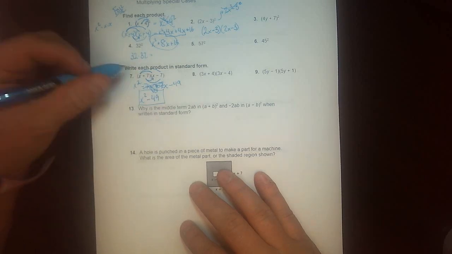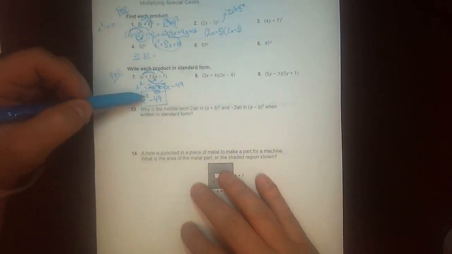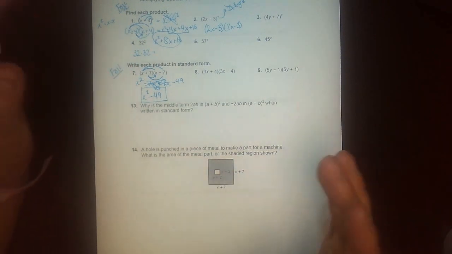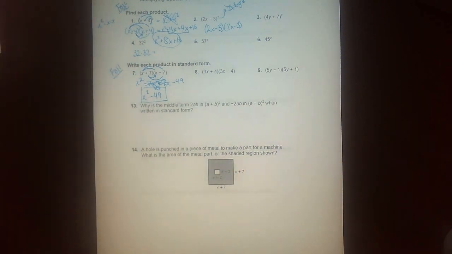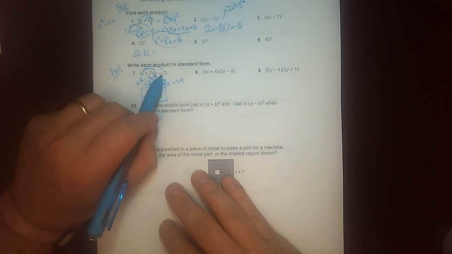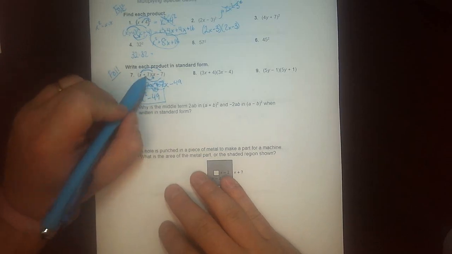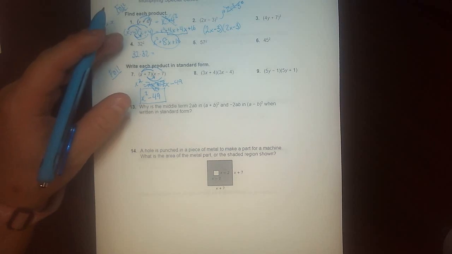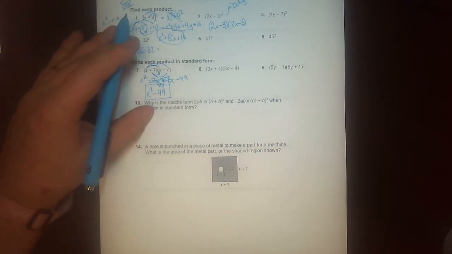Okay, so similar to this, except now our answer only has two terms in it because the two middle terms canceled out. They beat each other up and they're gone. Okay, and that'll happen every single time as long as the first term in each matches and the second term matches, but the middle signs are different. It's really cool. It's called the difference of two squares. And it's something we'll talk more about in depth in a couple weeks also.